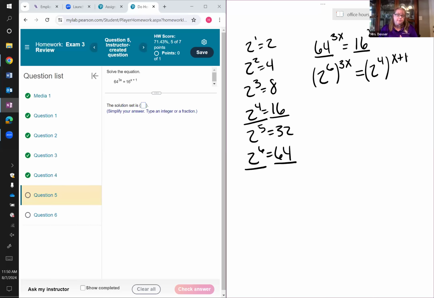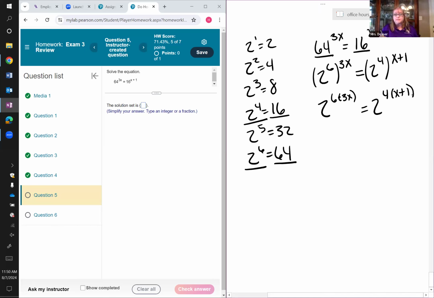Well, now we can simplify. We can use our exponent rules. Remember, when we have a power raised to a power, that tells us we need to multiply those exponents. So 2 raised to the 6th, and then that raised to the 3x is the same as 2 raised to the 6 times 3x. And then same thing on the right. 2 raised to the 4th and then raised to the x plus 1 is the same as 2 raised to the 4 times x plus 1.